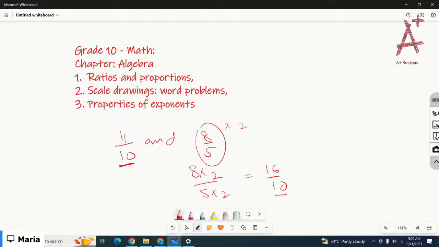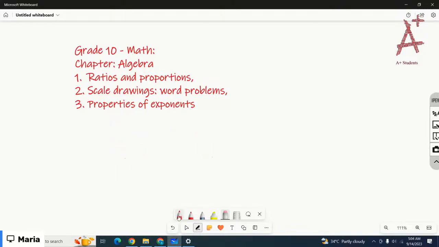Let's do another example. You are given the ratios 8 over 14 and 4 over 7. You have to see if they form a proportion. Let's make their denominators the same. Here you have 7, here you have 14. You have to multiply this fraction by 2 to make the denominators the same.